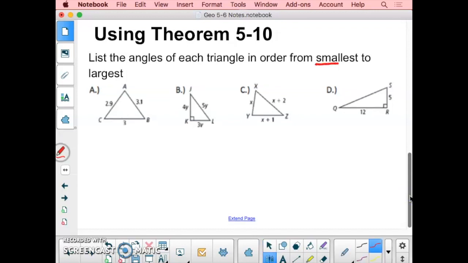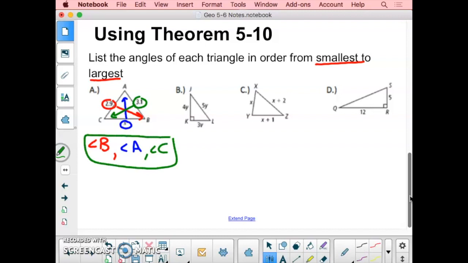Since this one wants to go from smallest to largest, the smallest angle will be across from the shortest side. So 2.9 is the shortest side on this triangle, which means across from that, angle B is the smallest angle. The next shortest side is here at 3, which is across from angle A. And then that leaves the biggest side, 3.1, to be across from angle C, which is the largest angle.